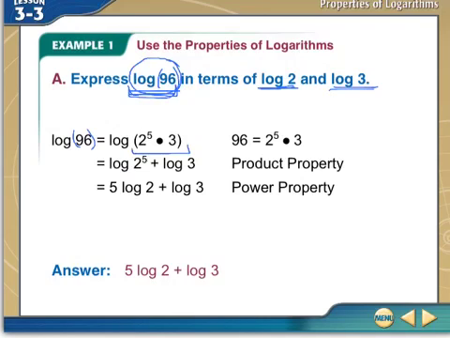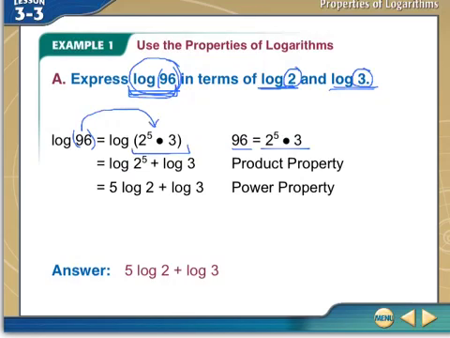Now, how did they come up with 2 to the 5th times 3? Because they told us we were going to rewrite this expression in terms of log of 2 and log of 3. And 2 to the 5th power times 3 gives us 96. So all we're doing is rewriting 96 as 2 to the 5th power times 3.